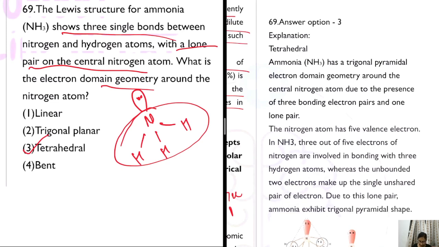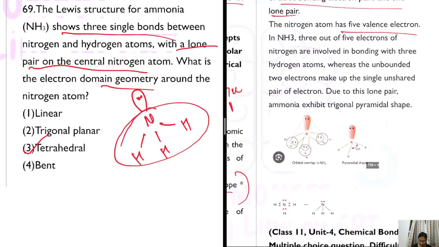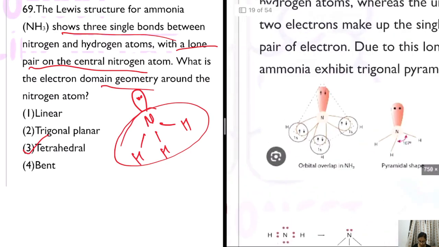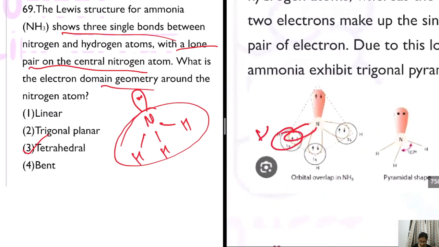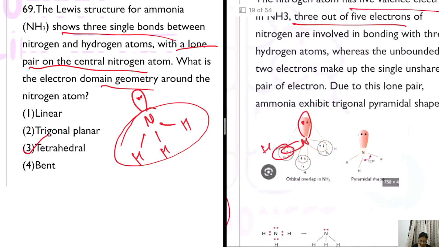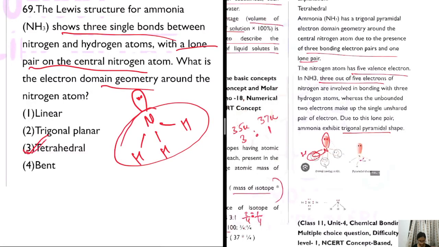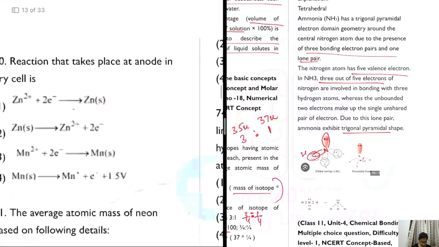So ammonia is trigonal pyramidal due to the presence of three bonding electron pairs and one lone pair. I told you this. The nitrogen atom has five valence electrons. In NH3, three of the five are involved in bonding with hydrogen, as I told you. See, this is hydrogen, this is nitrogen. And the other two are left as 5 minus 3, that is 2, as a lone pair. So it exhibits trigonal pyramidal shape. Okay? And geometry is tetrahedral. Note the difference between geometry and shape, which is very important.